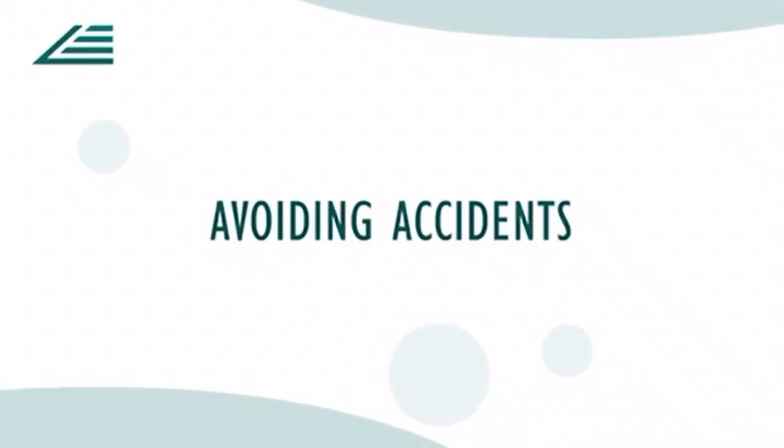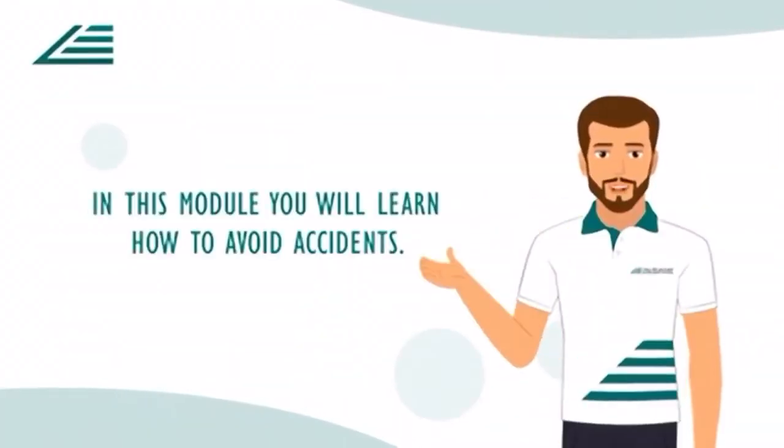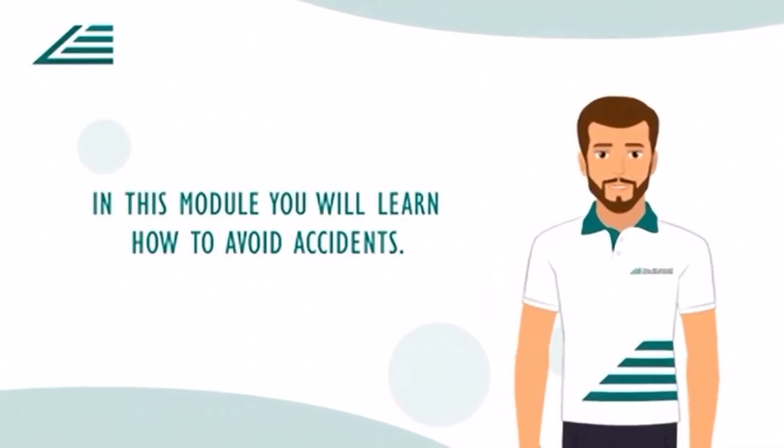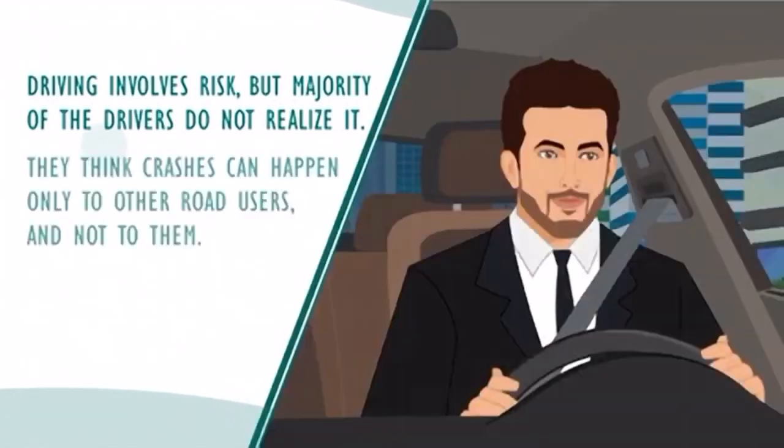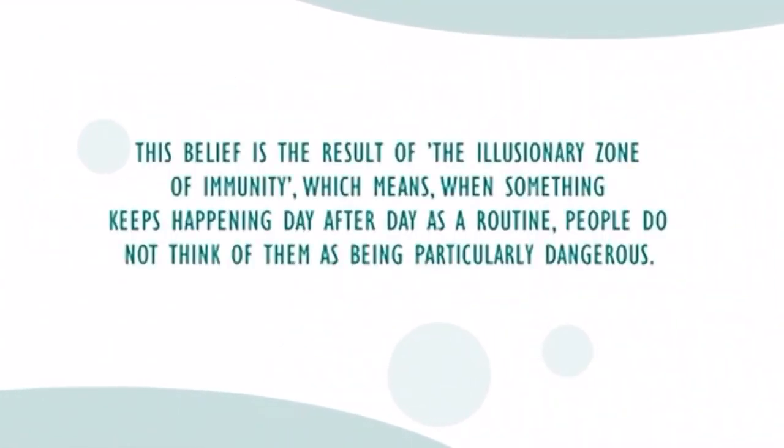Avoiding accidents. In this module, you will learn how to avoid accidents. Driving involves risk, but the majority of drivers do not realize it. They think crashes can happen only to other road users and not to them. This belief is the result of the illusionary zone of immunity, which means when something keeps happening day after day as a routine, people do not think of it as being particularly dangerous.